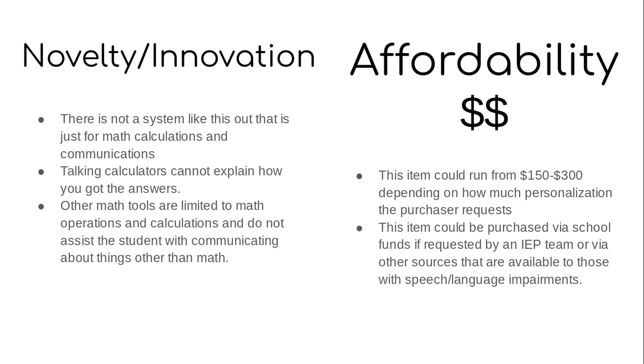It ranges from $150 to $300, depending on how much personalization the purchaser would be requesting. It can be purchased via school funds or if requested by the IEP team. When I think of this math tool, I think of my student who often has difficulties explaining his thought processes, even though he does quite often always get the right answer.